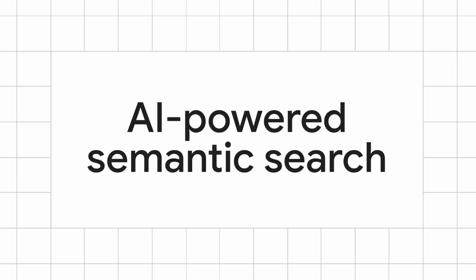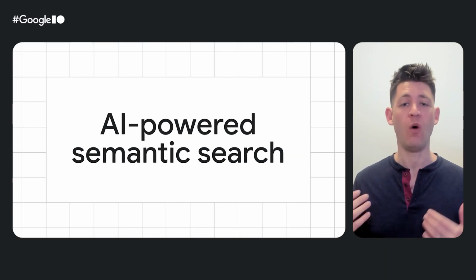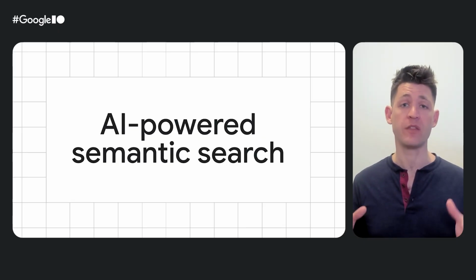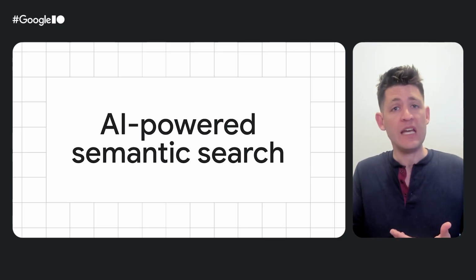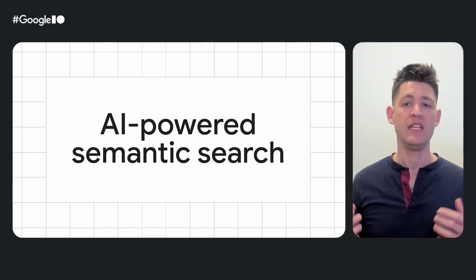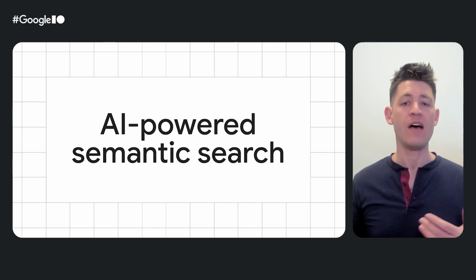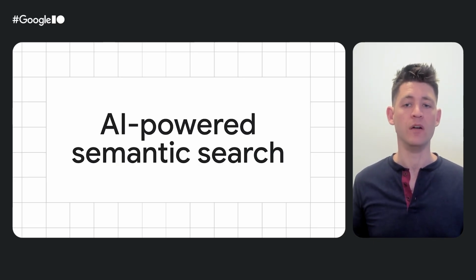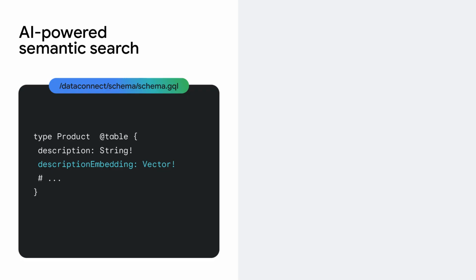All right, let's talk about how to provide a great search experience in your app. Every storefront owner wants to help customers find the product they're looking for. Back in the day, we might have enabled this with a literal text search, but the advancements in large language models have enabled us to do much more. Firebase Data Connect supports similarity search. At the core of this feature are vector embeddings, which are arrays of floating point numbers representing the semantic meaning of text.